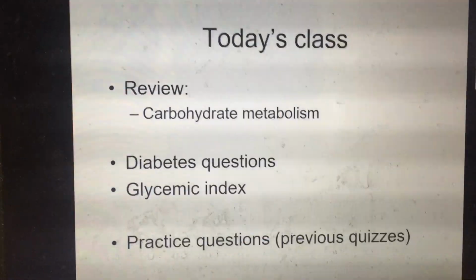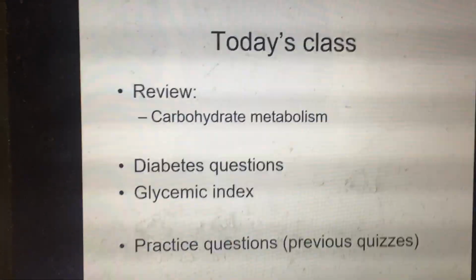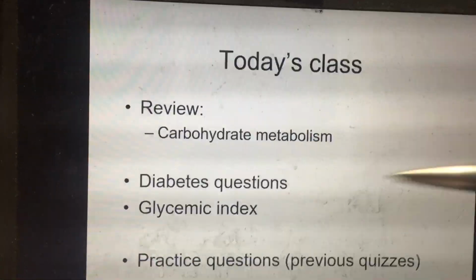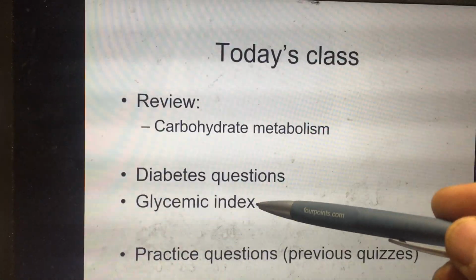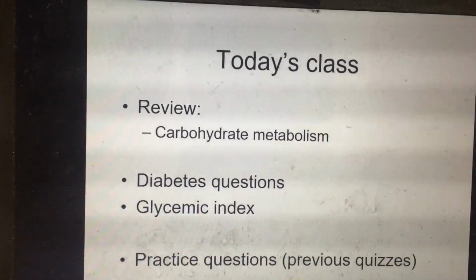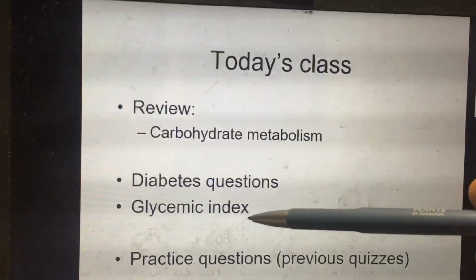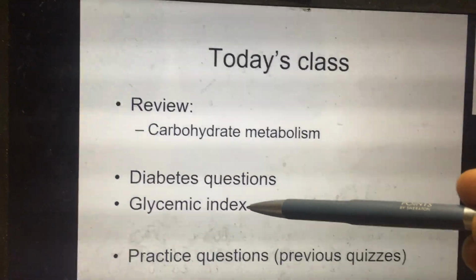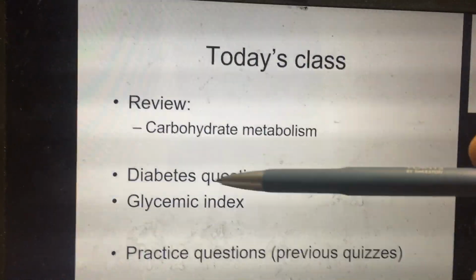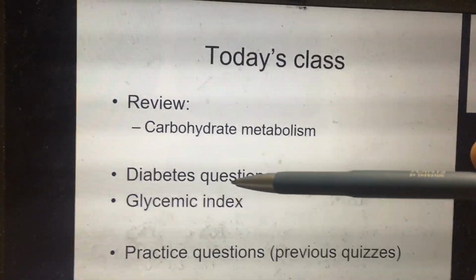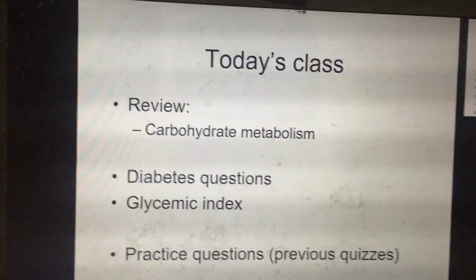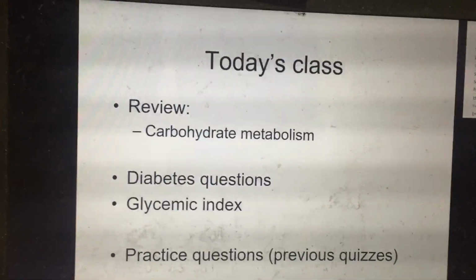So today's class involves a review of carbohydrate metabolism, some questions about diabetes, and the concept of the glycemic index. This refers to the amount of sugar or glucose increase that you get in your blood after eating certain foods. If you eat a food that has a low glycemic index, it results in a slow and low blood glucose increase. And if you eat foods with a high glycemic index, it gives you a fast and high increase in glucose. Both of those types of carbohydrates will affect exercise performance differently.